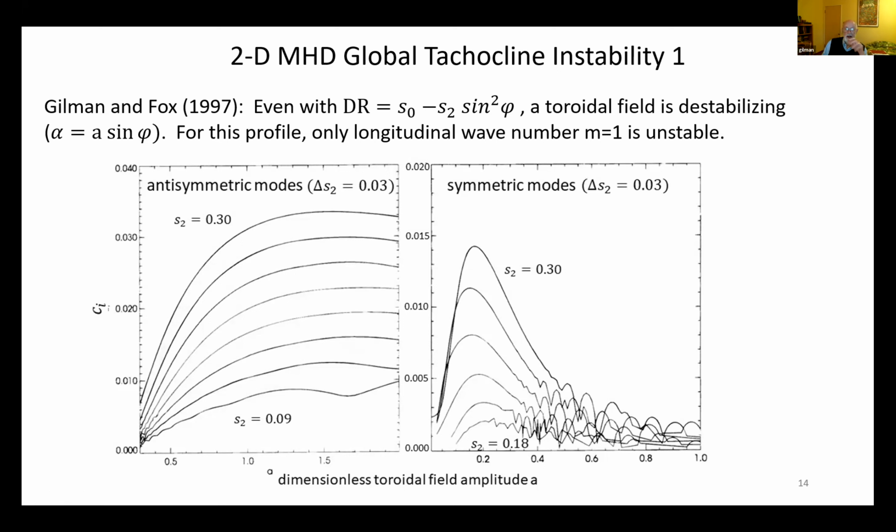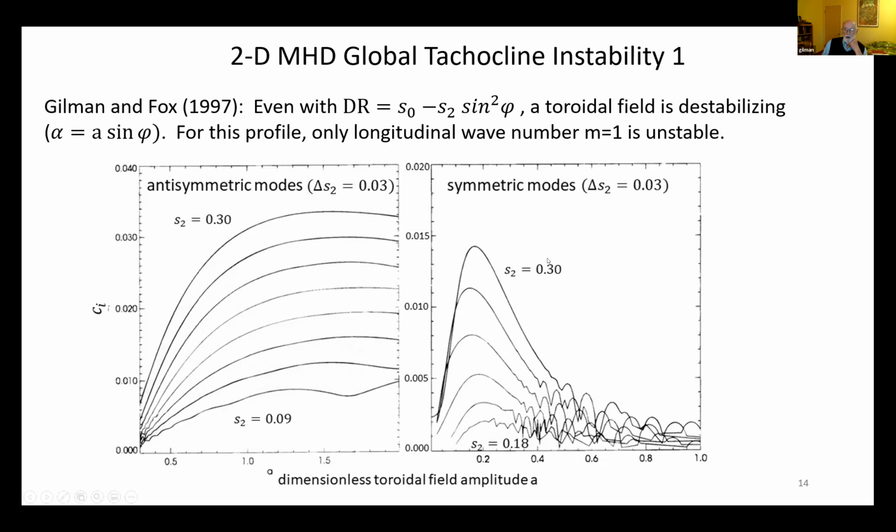And you have two kinds of modes, so-called anti-symmetric and symmetric. These are just the opposite symmetries of all the variables. The longitude and latitude motions and the longitude and latitude magnetic fields have the opposite symmetry about the equator from all the other variables, and vice versa. So it's unstable, but this is all for just wave number one.